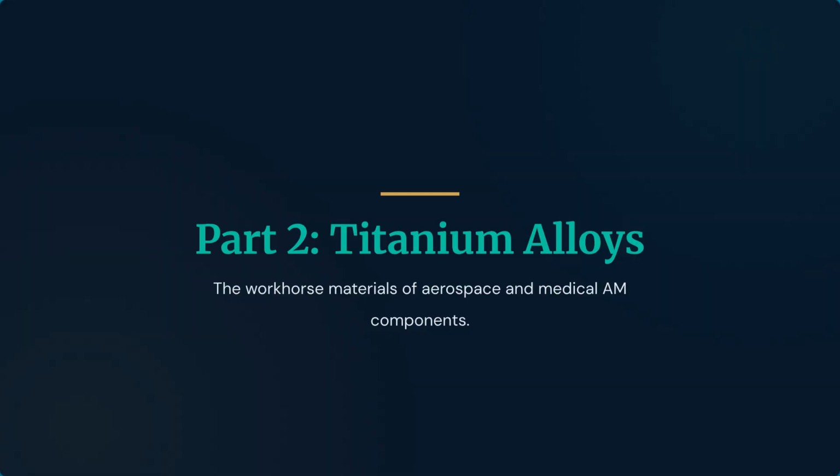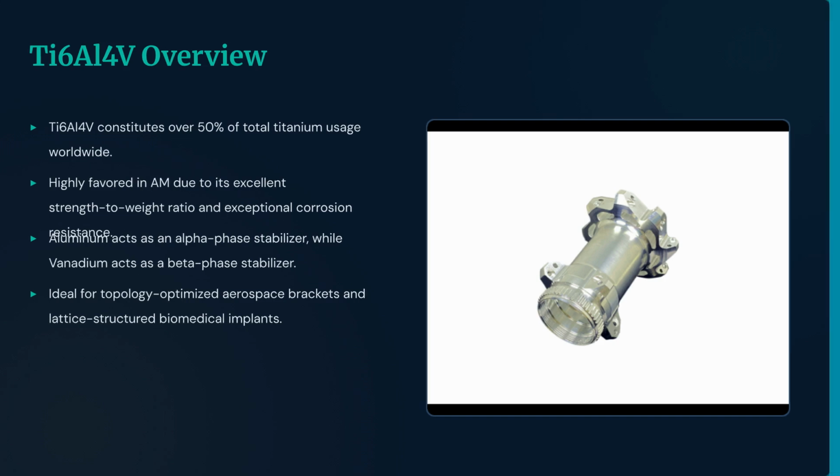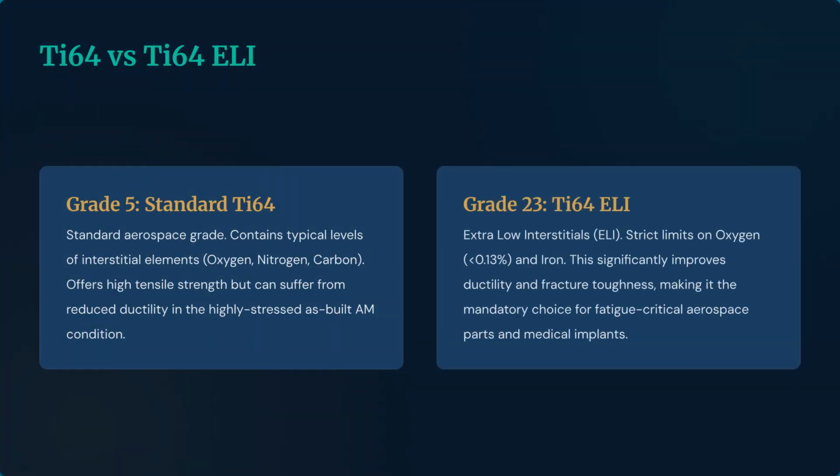In Part 2, we move on to titanium alloys, the essential workhorse materials for both the aerospace and medical additive manufacturing industries. Ti-6Al-4V ELI is the most widely used titanium alloy. Its high strength-to-weight ratio and corrosion resistance make it ideal for optimized aerospace and biomedical components. We distinguish between standard grade 5 Ti64 and grade 23 ELI. The extra-low interstitial version provides the improved ductility required for fatigue-critical applications.